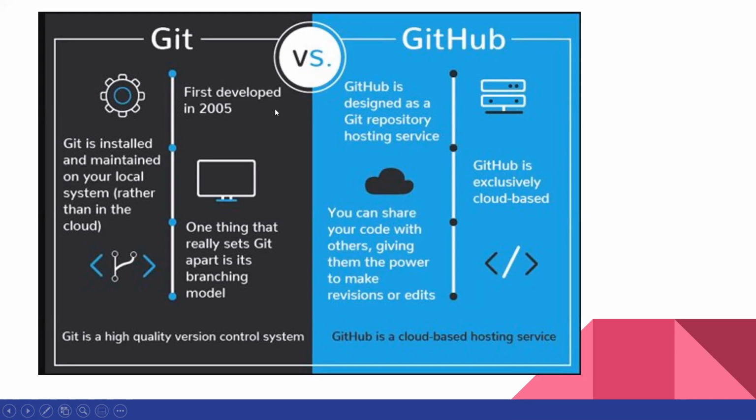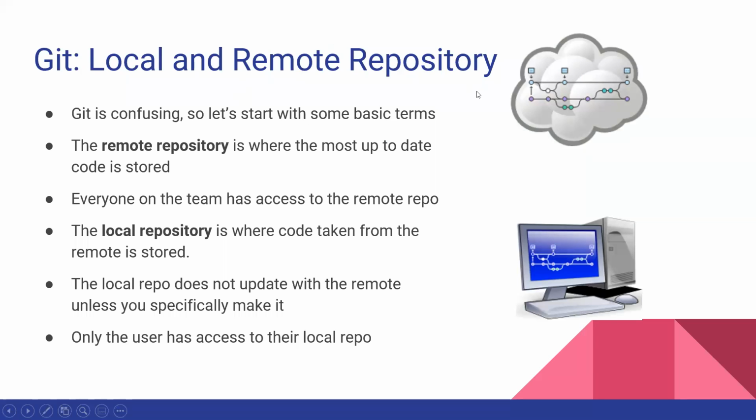But the thing is that you have local and remote repositories. That's exactly what I was going to talk about. So let's start with the basic terms. What is a remote repository? A remote repository is where the most up-to-date code is stored, and that's the code that everyone on your team can access. It's the one that's online on GitHub, and you can access and change it. Your local repository is where you take the code from and store it on your computer.